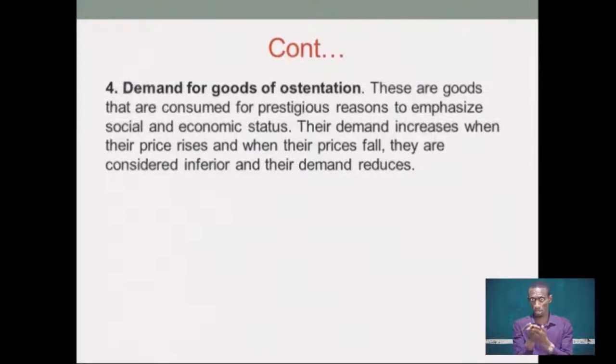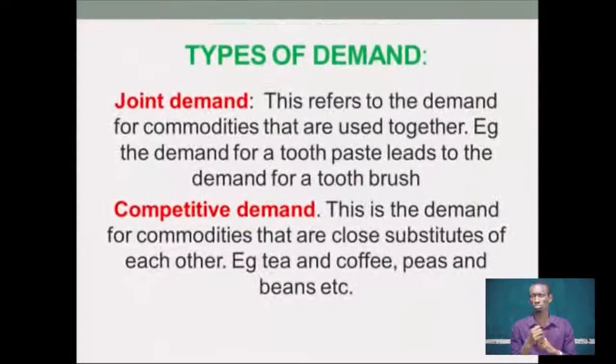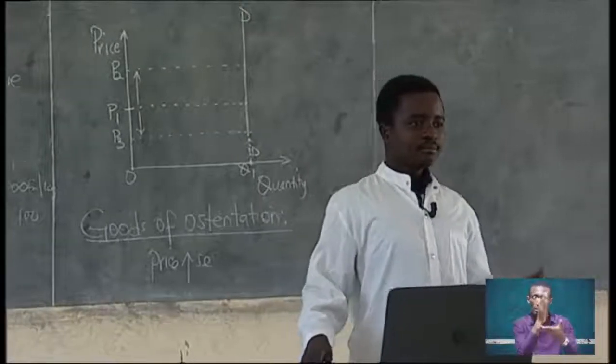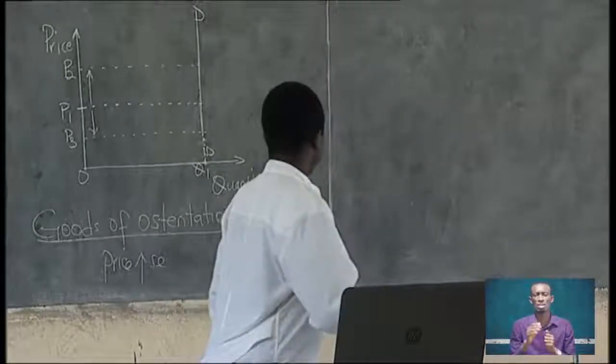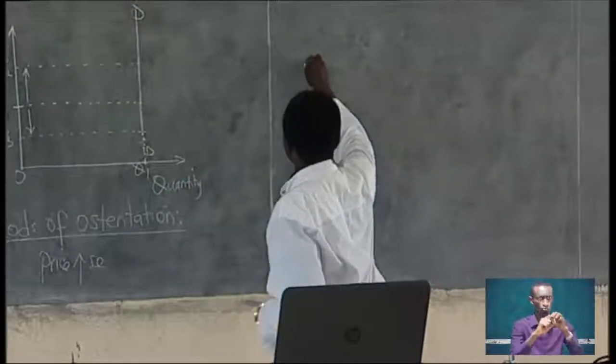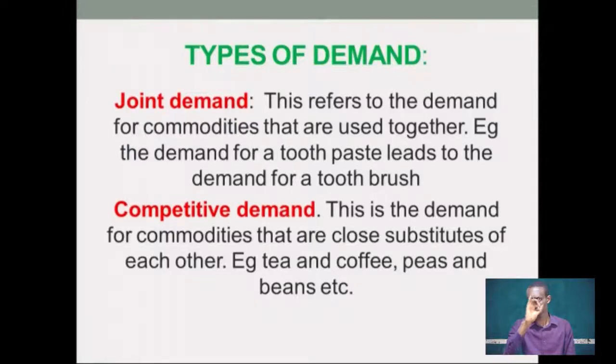Then we continue. We talk about types of demand. We are going to look at different types of demand. We have joint demand as number one.